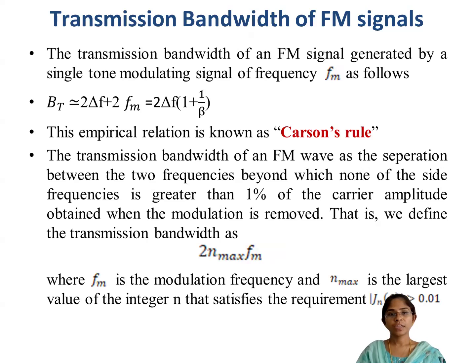In another way, we can represent the transmission bandwidth of FM as 2 N max into FM. Here N max represents the largest value of n that satisfies the requirement Jn of beta greater than 0.01. That means we'll take the sidebands whose amplitude is 1% of the carrier amplitude. So we'll consider only significant sidebands.